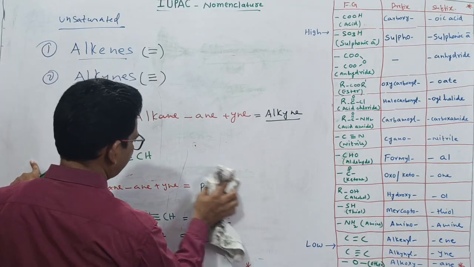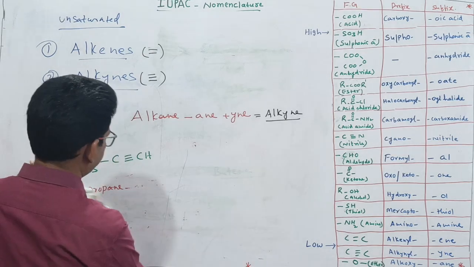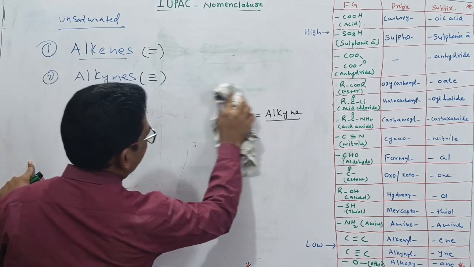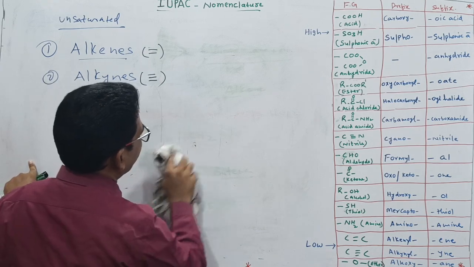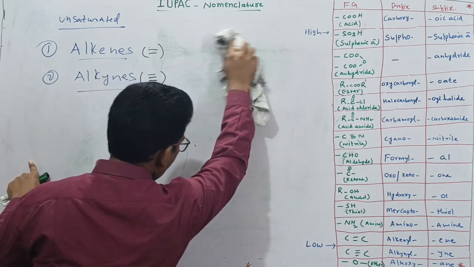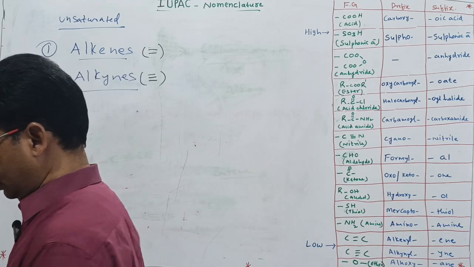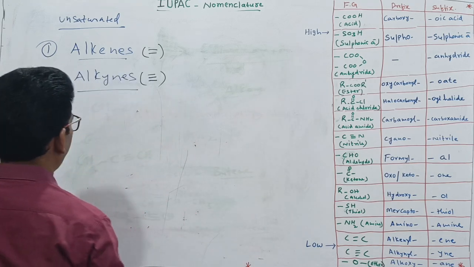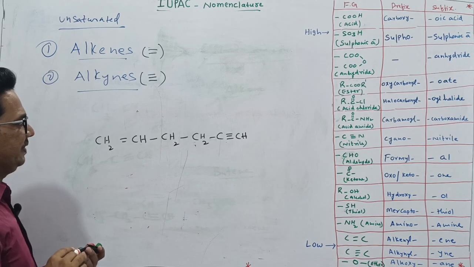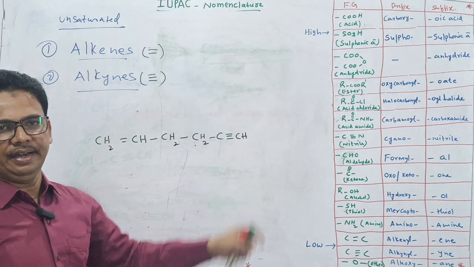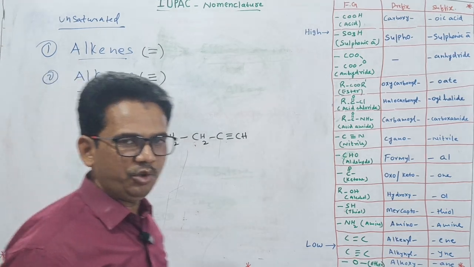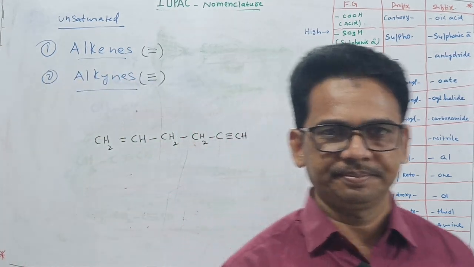Then the next question will come in this case. If a double bond is also in the same compound, and a triple bond is also in the same compound, then what will you do? I will write an example here. This is the compound. One side is a double bond, and the other end is a triple bond. Then how are you going to give the numbering?